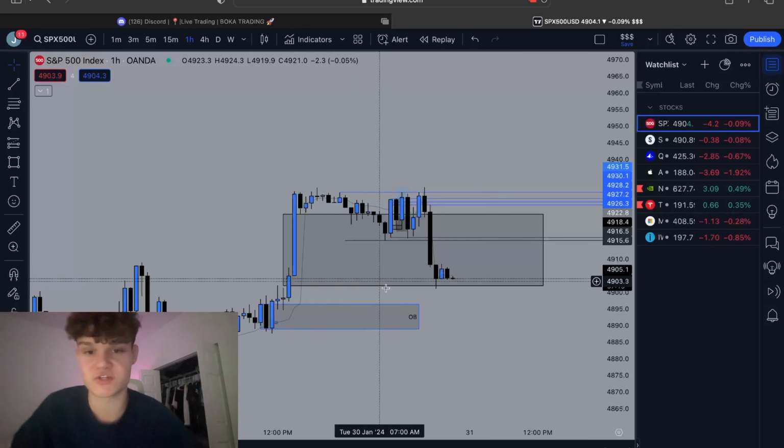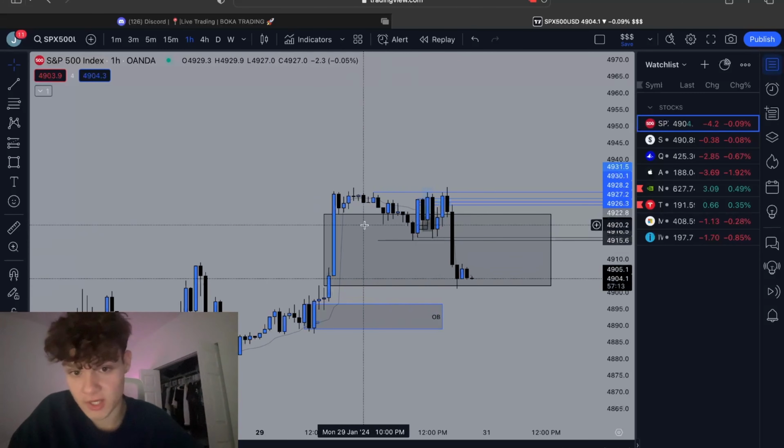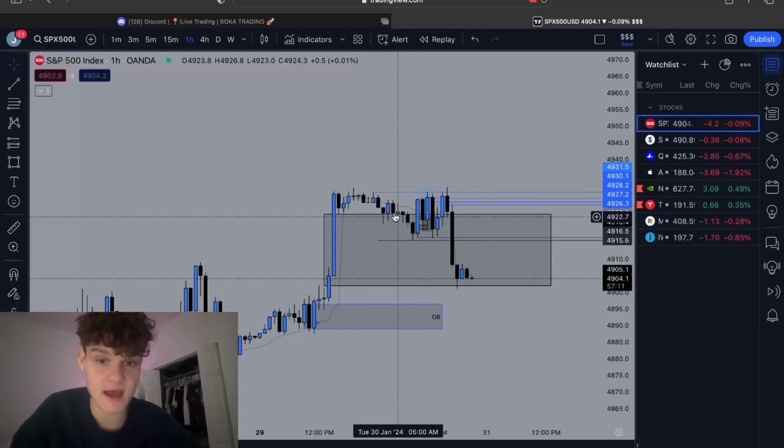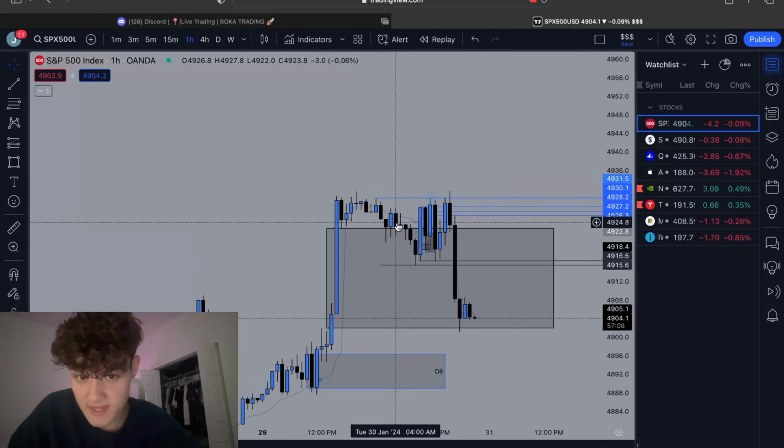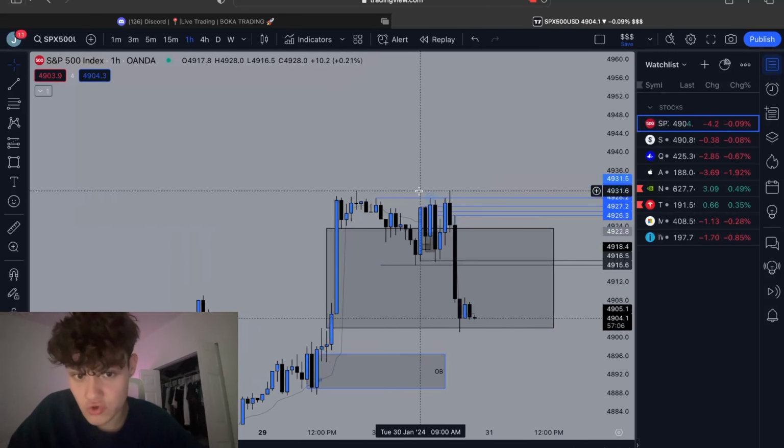That's why they make so much money. So, look, I entered in this fair value gap. I'm not gonna make it too confusing. I'm gonna show you guys what I did. We came into this, bang, huge candle up.